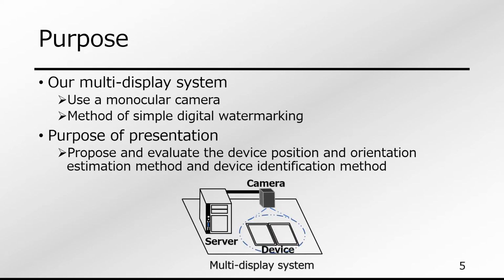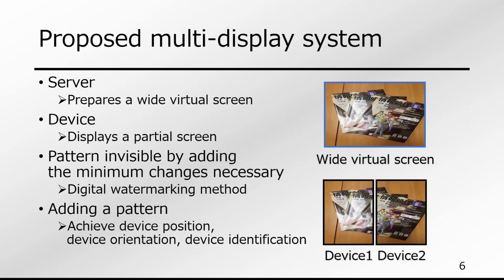Therefore, we will compose a multi-display system using a general monocular camera. In addition, it detects the relative positions and orientations with a simple digital watermarking method. The purpose of this presentation is to propose and evaluate the device position and orientation estimation method and device identification method using simple digital watermarking. We aim to compose a large screen by combining multiple devices, using a system server to discriminate the devices from each other and determine their positions.